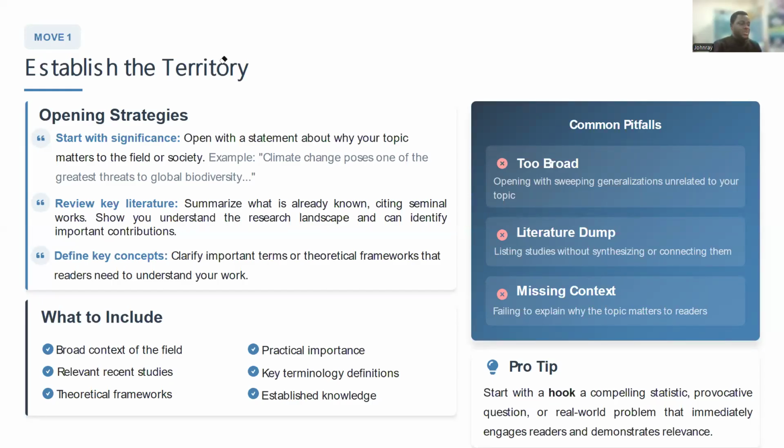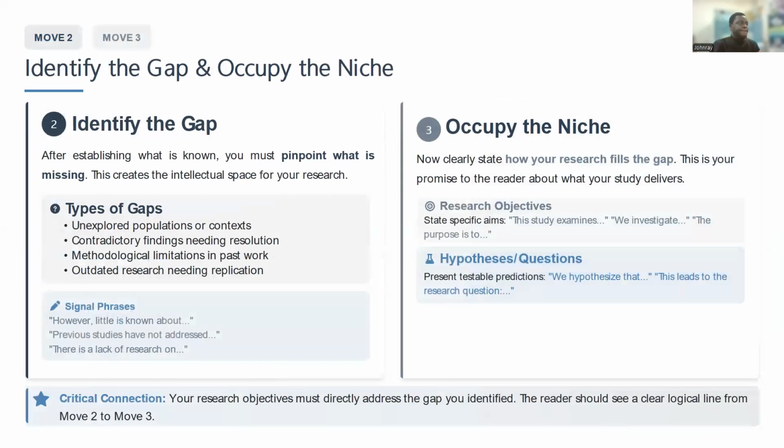Okay, now let's go on to the next slide where we look at the next two moves or steps to take. Because we talked about establishing the knowledge, then we talk about filling in the gap, then we also talk about establishing what you want to do. So identifying the gap, very important. I'll put the 2 and the 3 together.